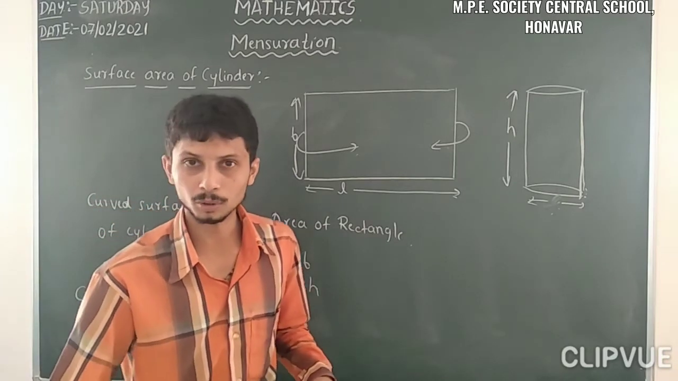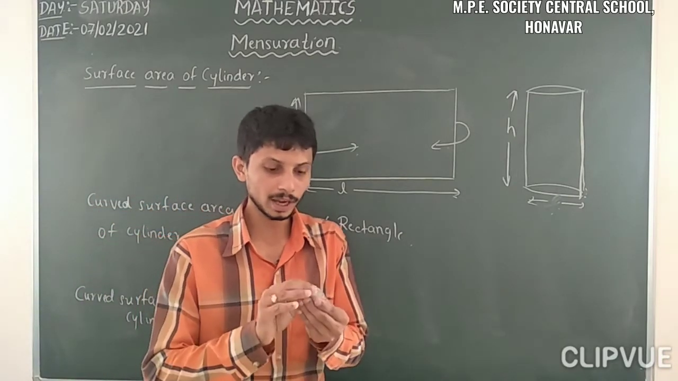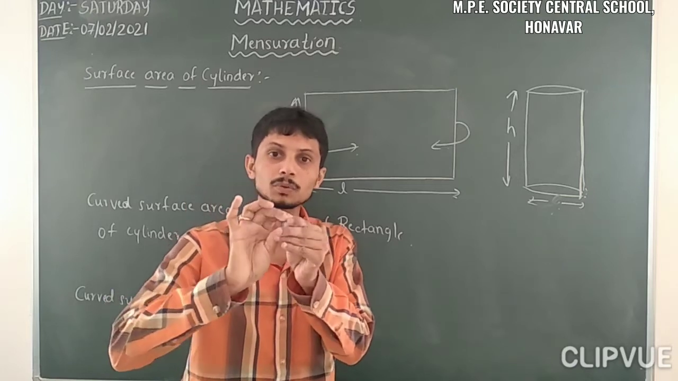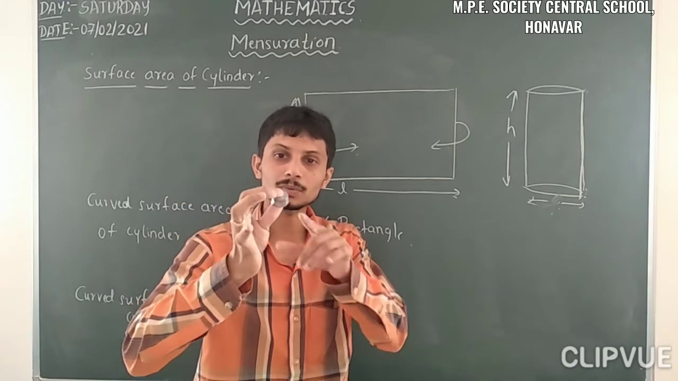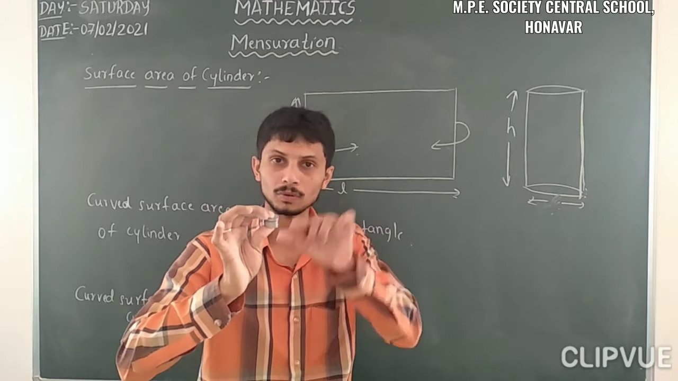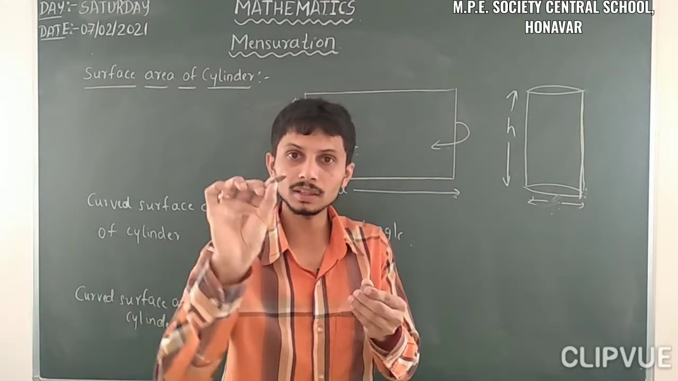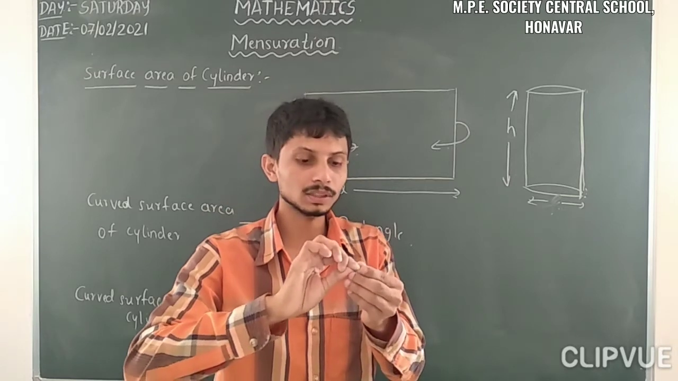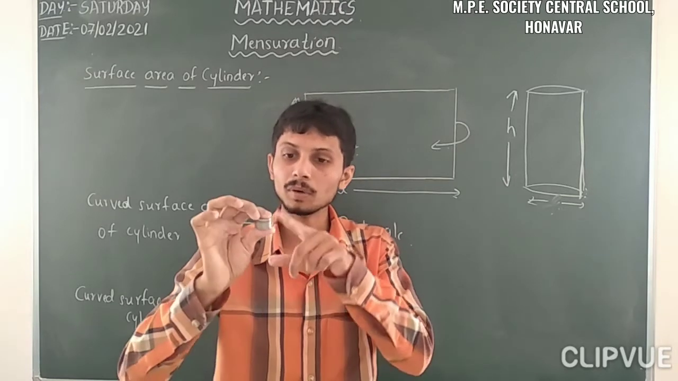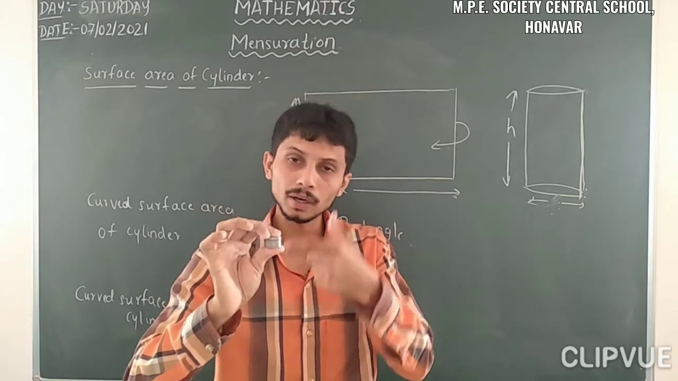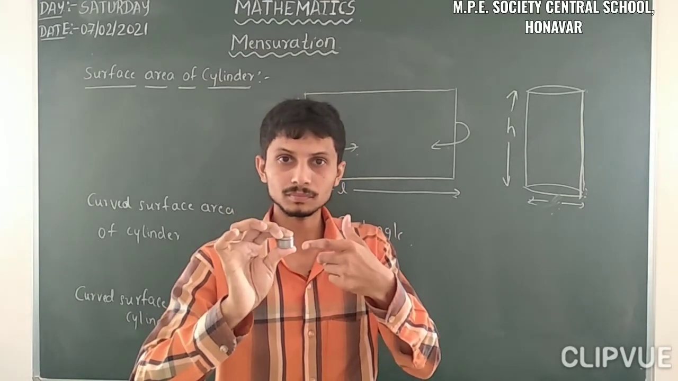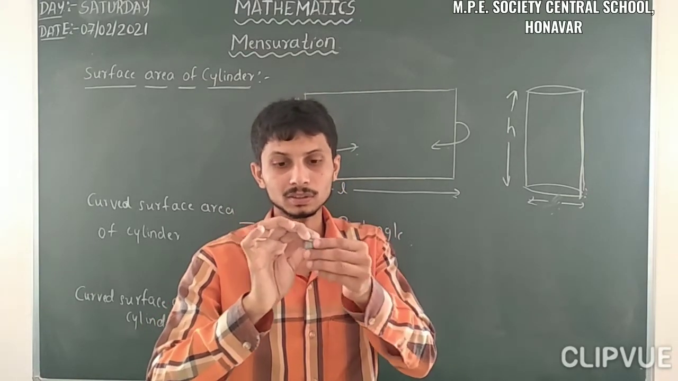Here just observe, we have a set of coins. I just place one above the other. Neglect the thickness here. So each coin, neglecting the thickness, and there are a number of coins. The number of coins depends on the height.